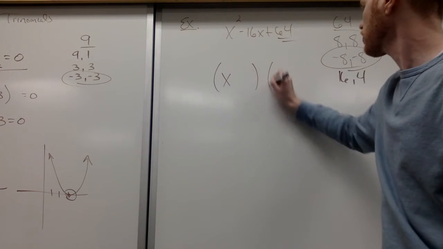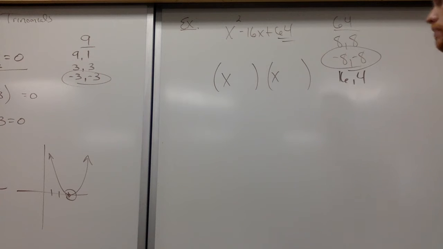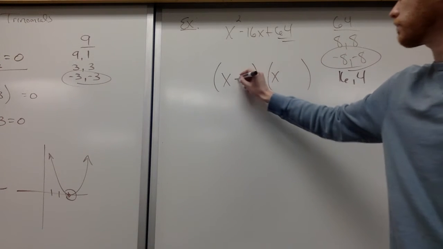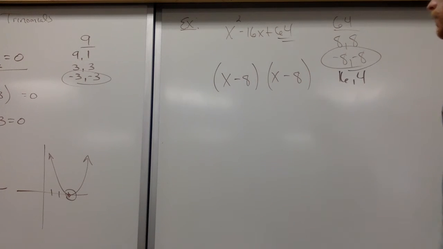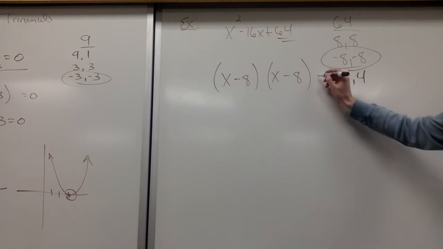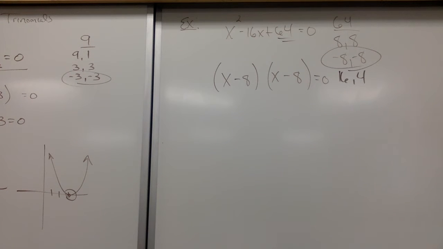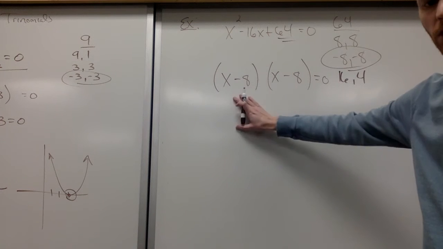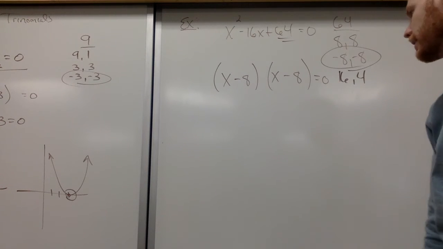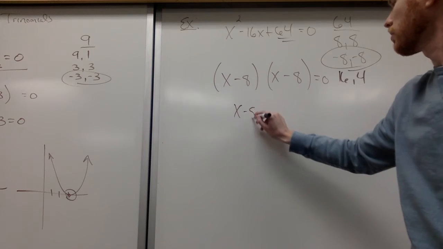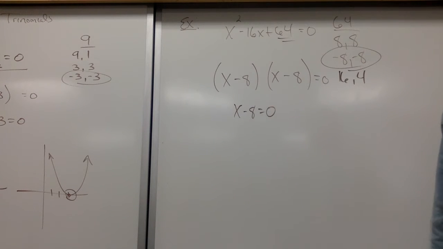So my first part of the binomial is just the x's, a's, b's, whatever the variable is. The second part are the two factors. We're going to set that equal to 0. And I apologize for not doing that in the original. That should be equal to 0 there. Okay. Now, these are the same, right? So we call that a perfect square trinomial. We know why now. We don't have to write this twice. We can just write it once.